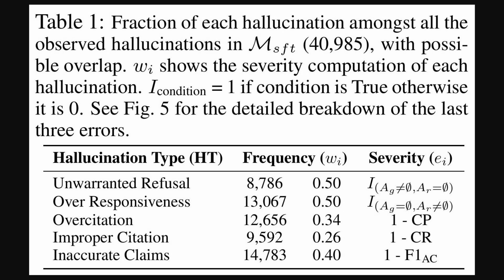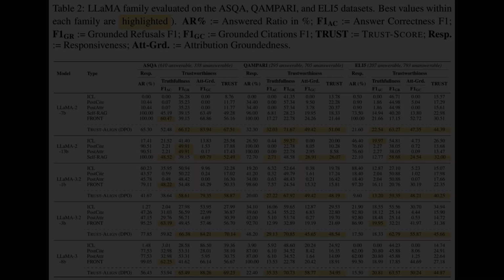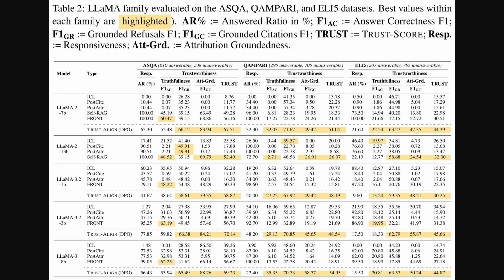Okay, so this table then details the specific types of hallucinations they focused on when building that trust-aligned dataset. You see things like unwarranted refusal, over-responsiveness, inaccurate claims, and issues with citations. It lists how frequently each type occurred in their initial data, and assigns a severity weighting. This breakdown really informed how they constructed those bad examples for the DPO training we just talked about, targeting these specific failure modes.